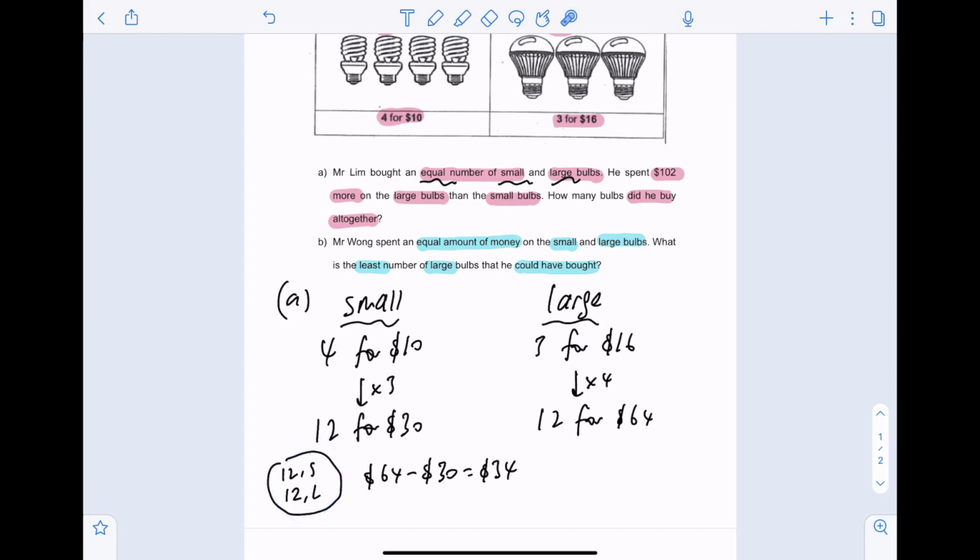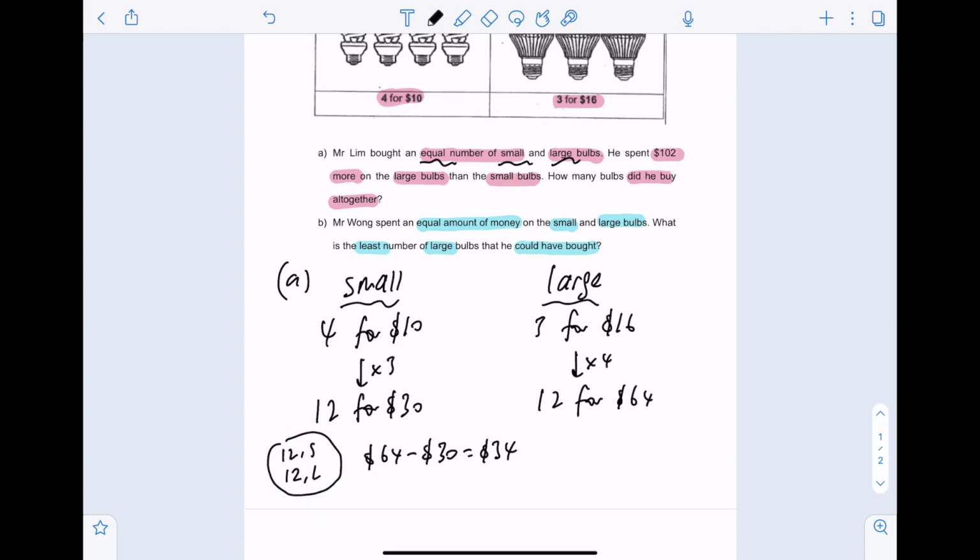But we know that this person spent $102 more for the large than the small. So how many of these groups do I need? I will need 102 divided by 34, which is the difference in each group. So basically we take the total difference, divide by the difference in each group, and we'll get 3 groups or 3 sets of light bulbs.